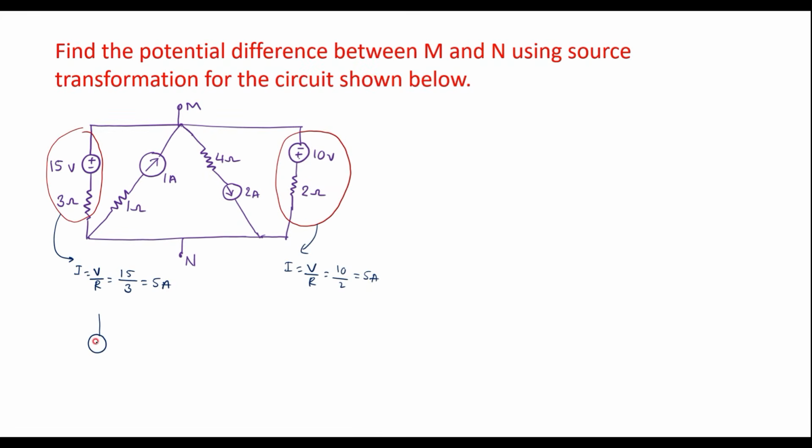We have a current source of magnitude 5 amp. Direction is up because this end is positive, this end is negative. This 3 ohm is connected in parallel with 5 amp current source. So here I will ignore 1 ohm resistor, as resistor is connected in series with the current source. I will connect only current source of magnitude 1 amp. Now similarly here I will ignore 4 ohm resistor and I will connect only 2 amp current source, which is downward direction.